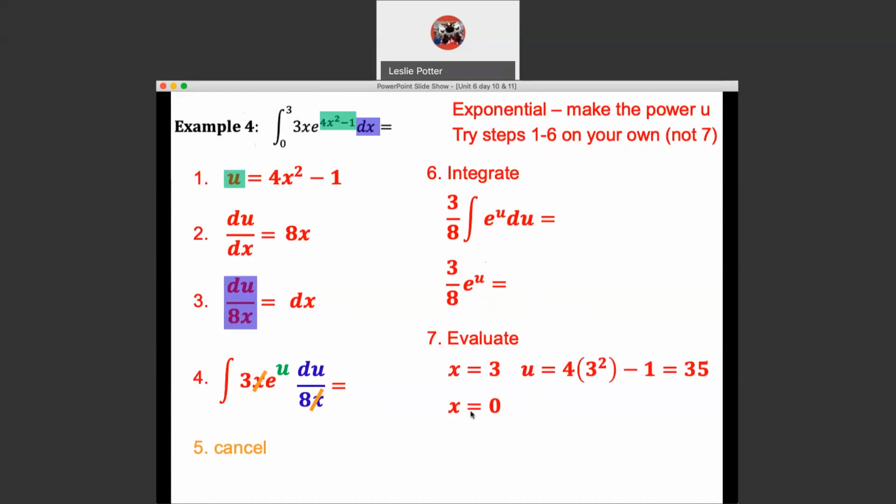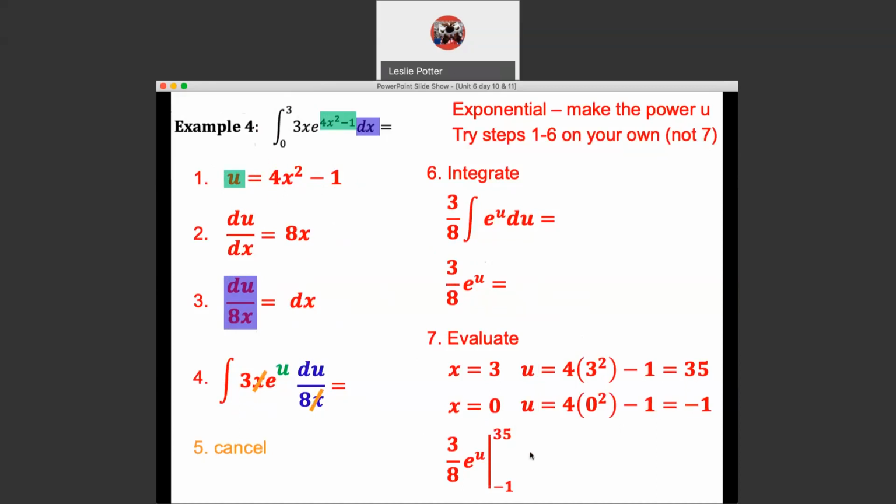And then I've got to do the same thing for 0. I've got to put it into here to get it in terms of u. So we have 4 times 0 squared minus 1 is negative 1. So that's the lower bound. So we're going to evaluate this from negative 1 to 35. So it's going to look like that.